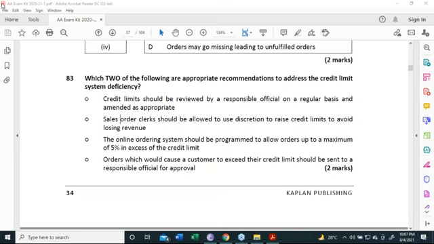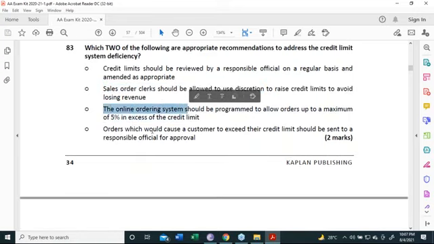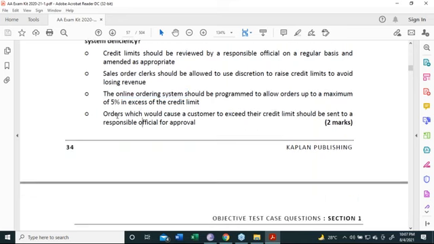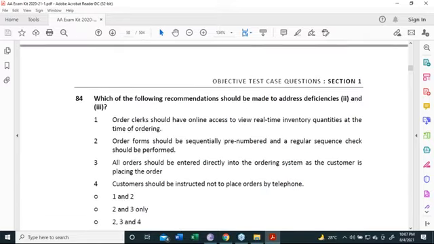Majority of you have chosen first as the correct answer. Well done. Sales order clerk should be allowed to use discretion. Not at all. Sales order clerk is not sufficiently senior. The online ordering system should allow 5% limit, 5% excess. No. If there's a policy, that has to be followed. Last, orders which would cause a customer to exceed their credit limit should be sent for review or approval. Yes. Can we create exceptions? Yes, we can. But those exceptions need approval from the most senior person. So 1 and 4, fantastic.